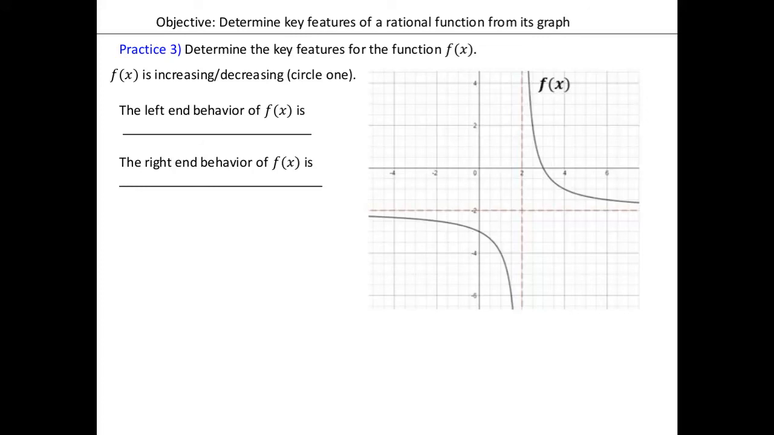Okay, hopefully you paused the video, and here's the solution. This one's always decreasing from left to right. It's going downwards. For end behavior, these are both flattening out at the asymptote right here, which is -2.